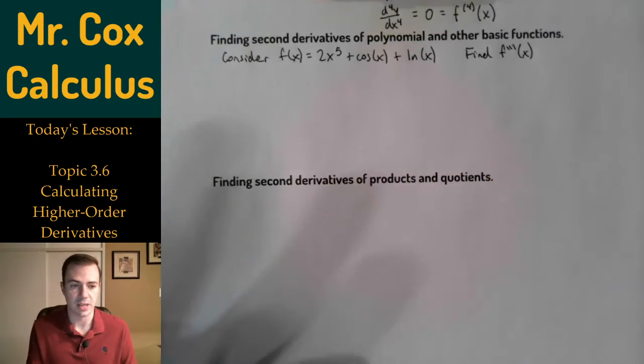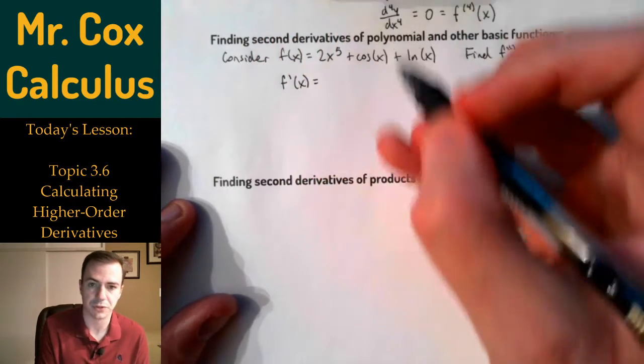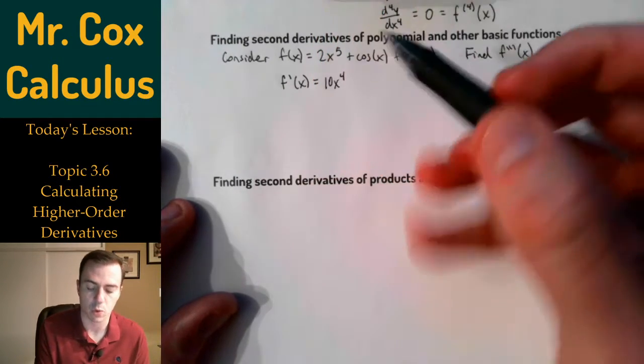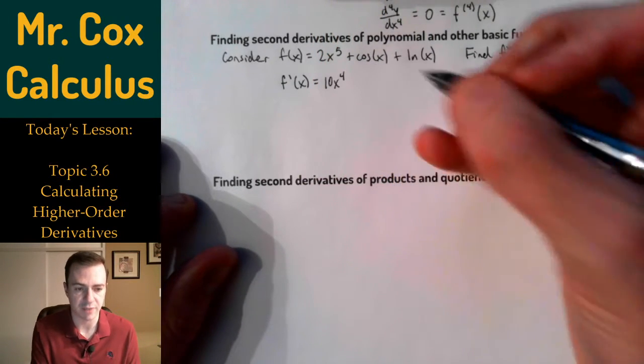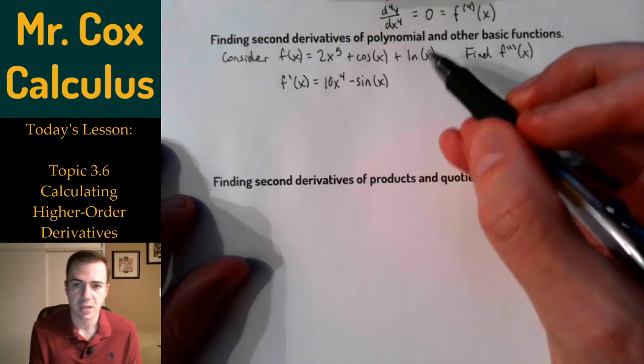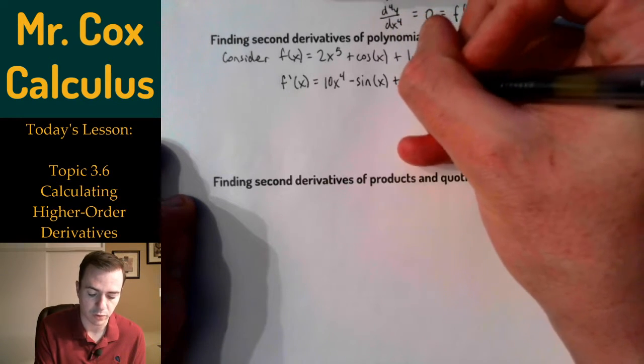So I'm just going to take the derivative once. F prime of x is equal to, well, 2x to the fifth, that's 10x to the fourth. The derivative of cosine of x is minus sine of x. And the derivative of natural log of x, we know, is plus 1 over x.